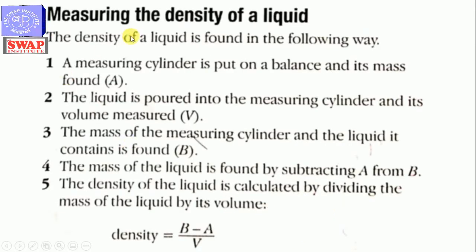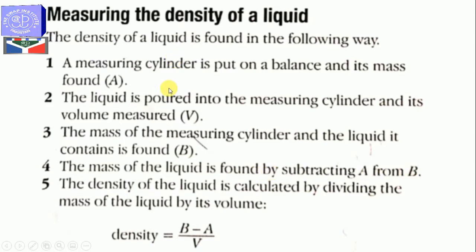Now, measuring the density of a liquid. The density of a liquid is found in the following way. The measuring cylinder is put on a balance and its mass found, A. The liquid is poured into the measuring cylinder and its volume measured, V. And the third point, the mass of the measuring cylinder and the liquid it contains is found, B. The mass of liquid is found by subtracting A from B.